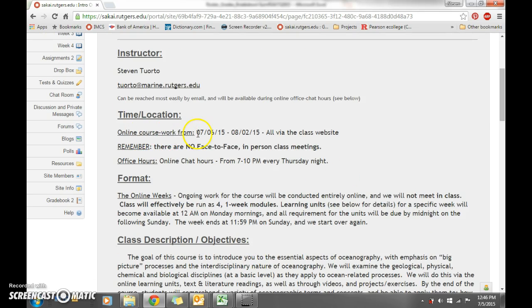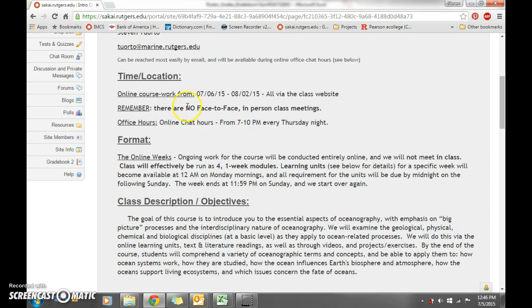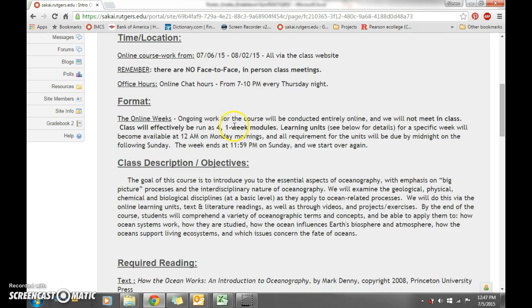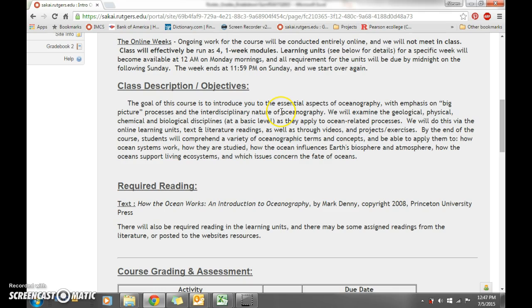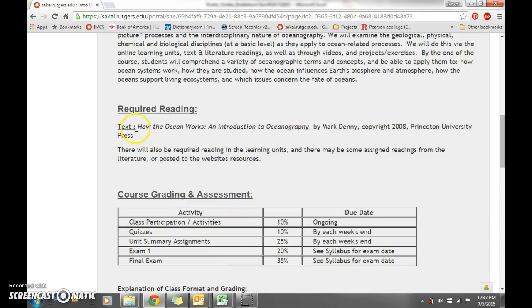The online coursework is going to go from the 6th of July to the 2nd of August, and it'll run again as seven-day weeks, with everything starting on a Monday morning and being due by a Sunday night. And remember, there are no face-to-face classes, no in-person meetings, so all online. And the online office chat hours are 7 to 10. I just went over that format, the four 7-day weeks. The class description you can read for yourself, pretty much.